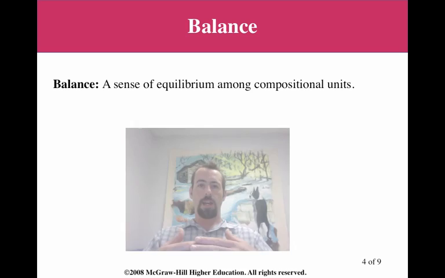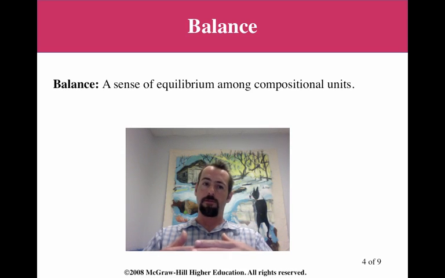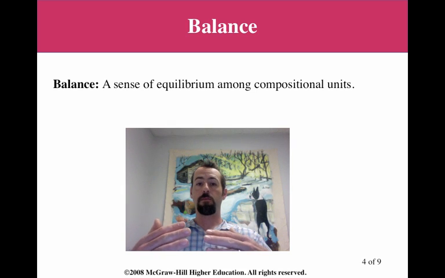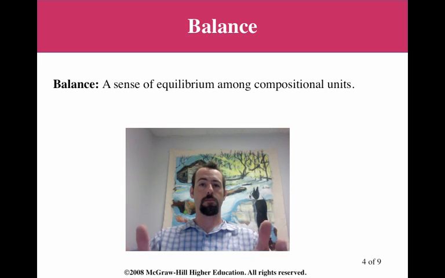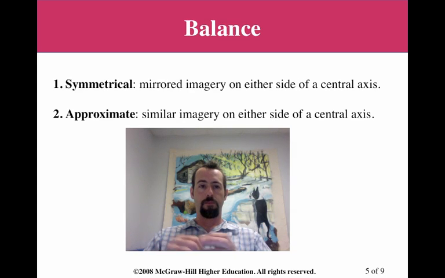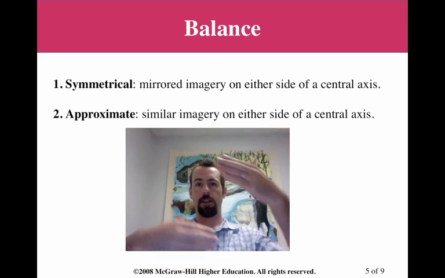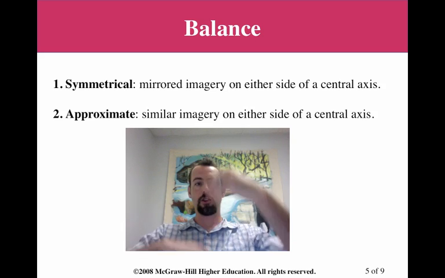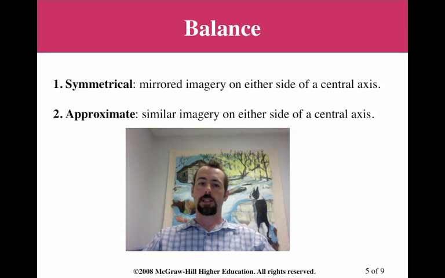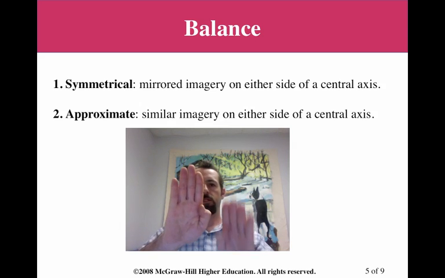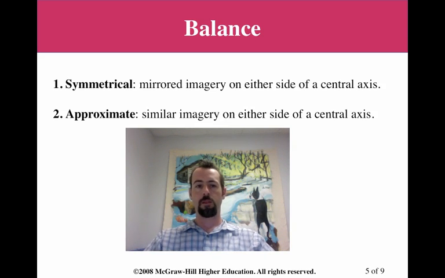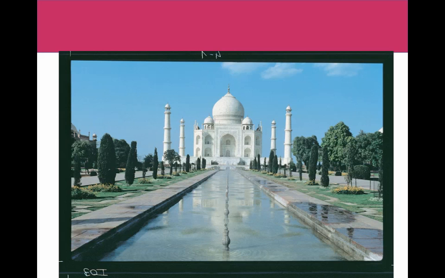The next principle of design is balance, and there are several different types of balance, but it's a sense of equilibrium or not amongst the composition. The first two we're going to talk about are symmetrical, which is mirrored. Everything's the same on this side of the image and this side, and same this direction. Or approximate, where things are very similar on this side to the other, but maybe they're a little bit different on one side. They're approximately symmetrical.